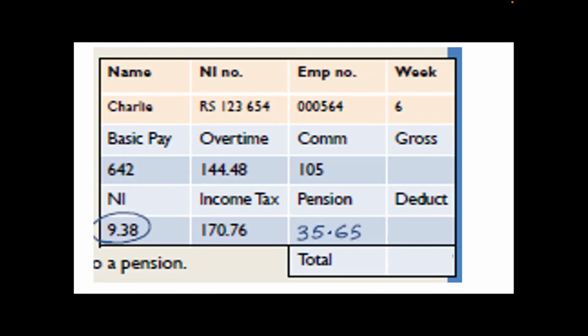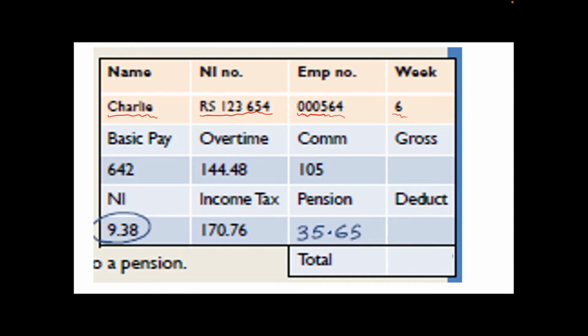If we have a look here, this is a kind of basic pay slip. So we can see that we've got a person's name, their national insurance number. So everybody in the UK, once they are 16, is given a national insurance number. And that's what helps the government calculate all of these different deductions so that you don't have to. An employee number would be specific to your job. And then week is just the week in the financial year. So we're on week 6 according to this pay slip.